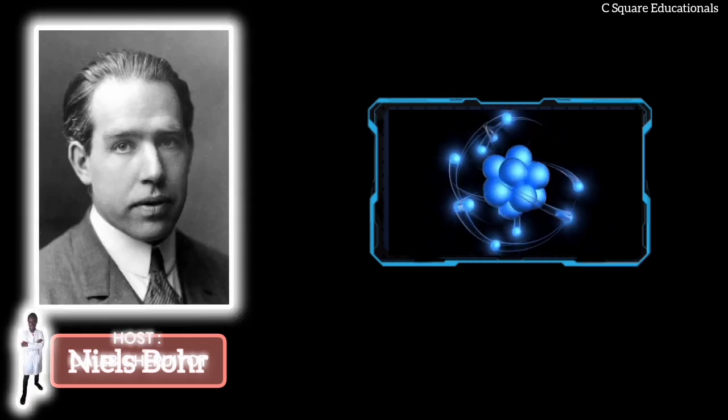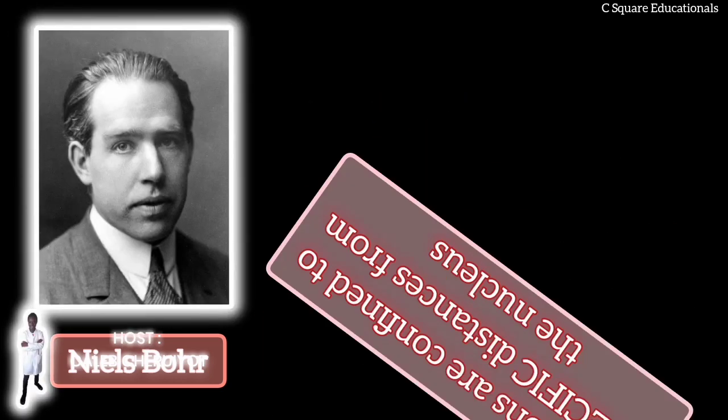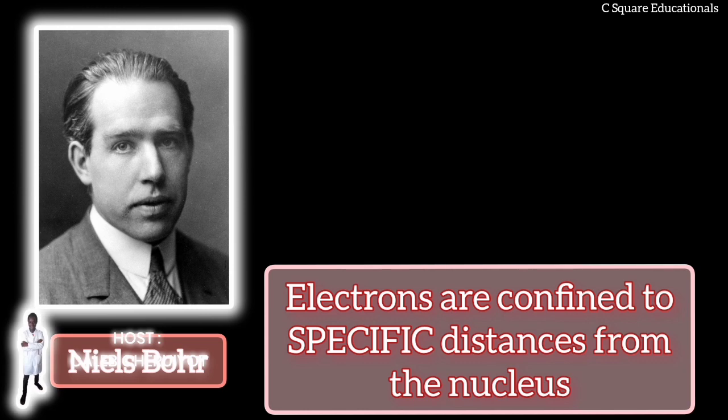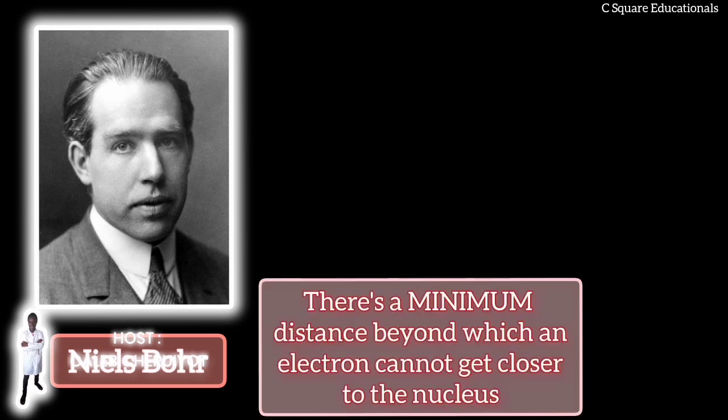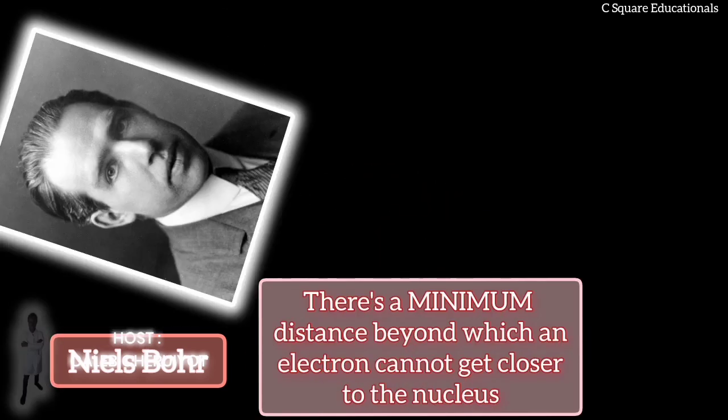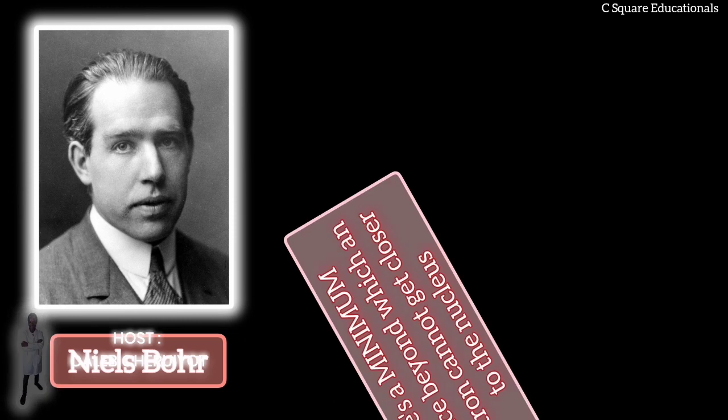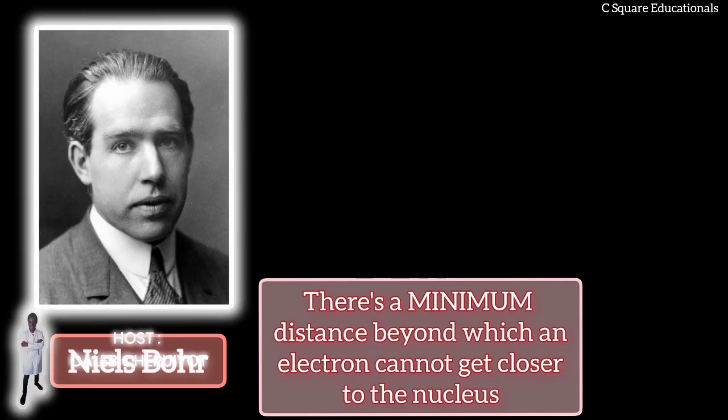In 1913, he suggested that electrons in an atom do not occupy just any orbit but are confined to specific distances from the nucleus. He also proposed that there was a minimum distance an electron could reach, beyond which it could not move any closer to the nucleus. Bohr's ideas were not just mere speculations.